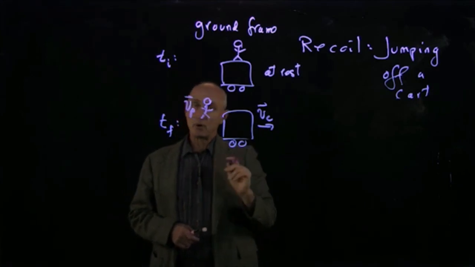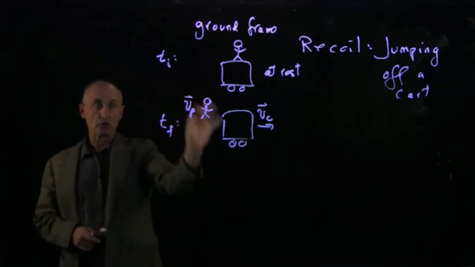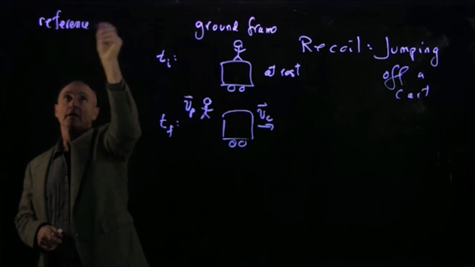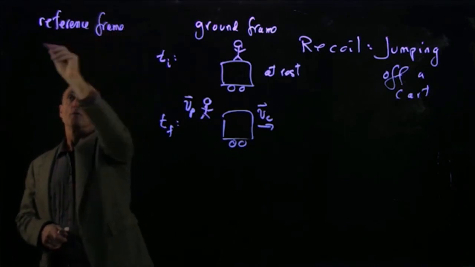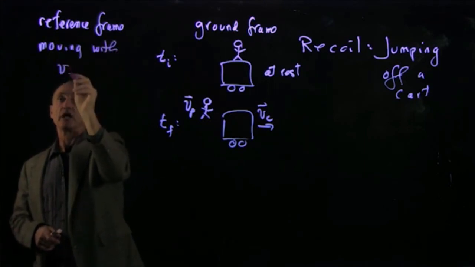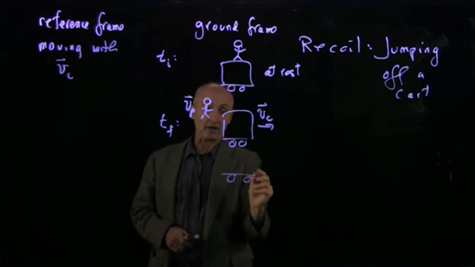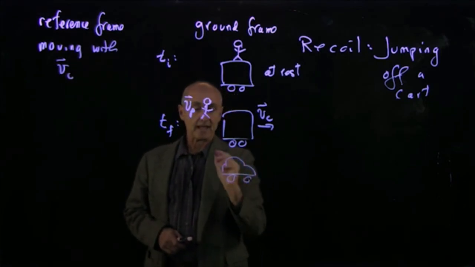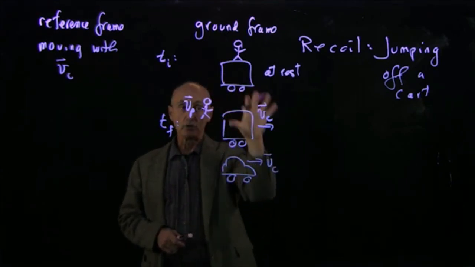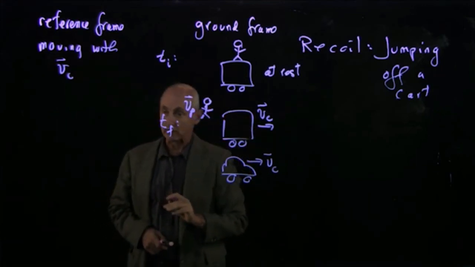Now, suppose I choose a different reference frame, instead of choosing a ground frame, a frame moving with the velocity vc. You can imagine that maybe I have a car here, and you're inside that car, moving with velocity vc, and you're looking at this picture. Then what would our momentum diagrams look like?